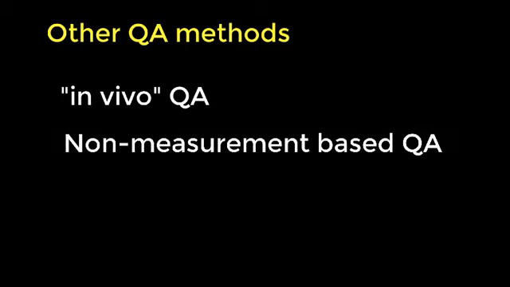So now I'd like to talk about 2 other approaches to QA that you need to know about. So one is in vivo QA. So that means taking a measurement during treatment with the patient on treatment. And then the second is an approach where you don't take measurements on either a device or on the patient, but you rely on other methods instead to assure that you have good QA.